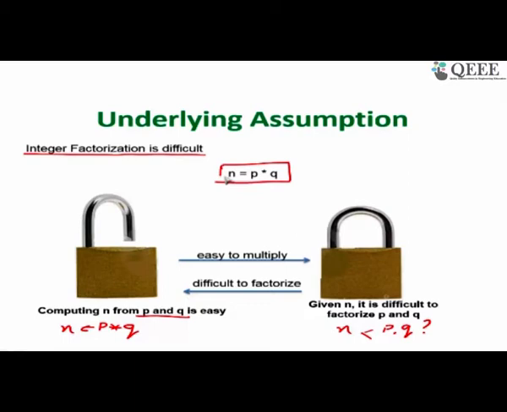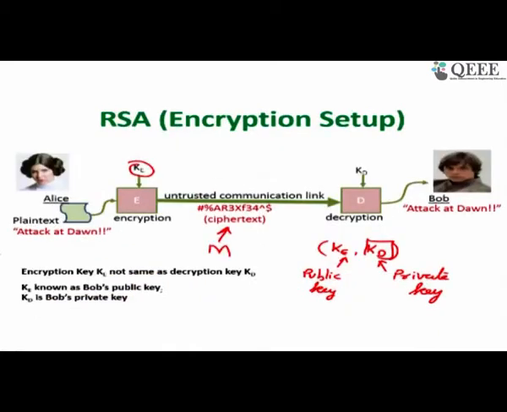So keeping this assumption in mind, let us now look at how the RSA algorithm works in this Alice and Bob setting. The RSA algorithm in fact has a three-step process. First is the key generation.